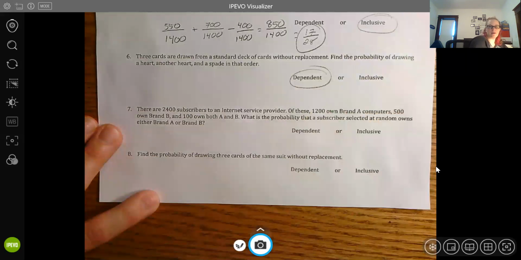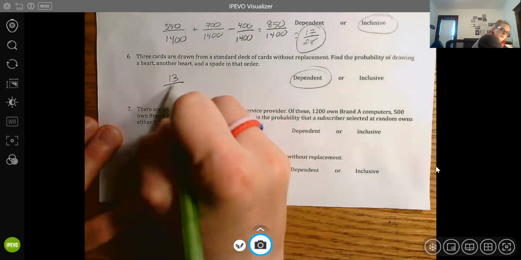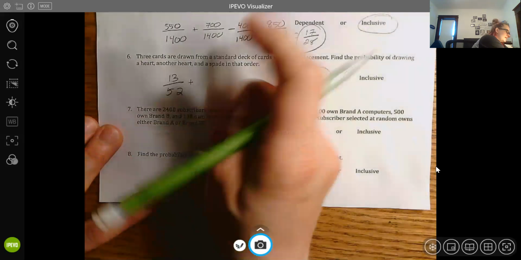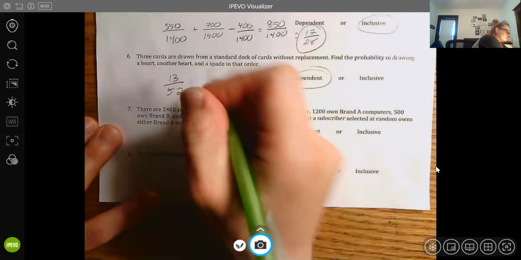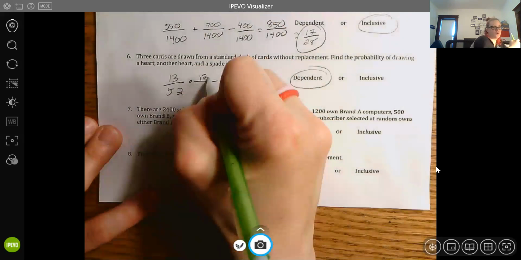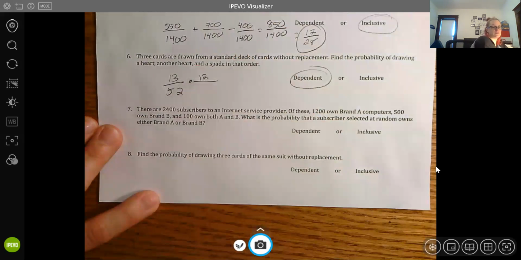If you don't remember anything about cards, look back at your 6.2 notes in the little rectangle on the back. We wrote down some key numbers for it. So how many hearts are in a deck? 13 over 52 total. Oops, we want to do times, sorry. Dependent is times. Okay, another heart. Now I have not 13 hearts, I only have 12 hearts. So I took one and I didn't put it back. That also affects how many total cards I have. I had 52, but I took one, so I no longer have 52, I have 51.